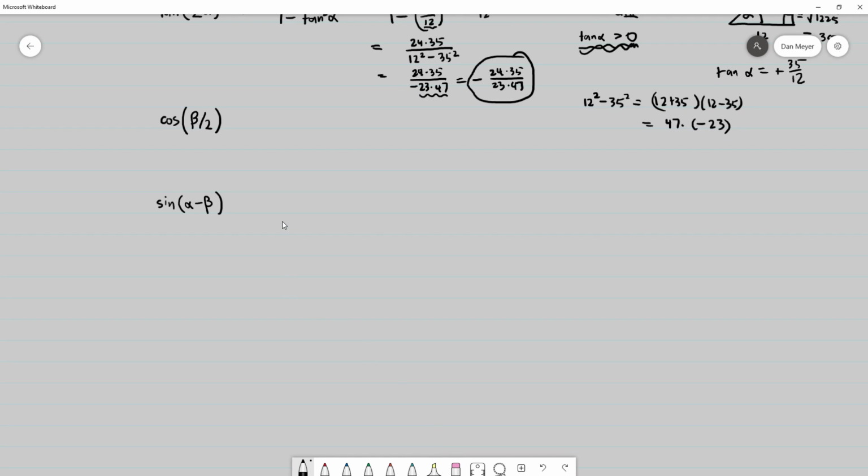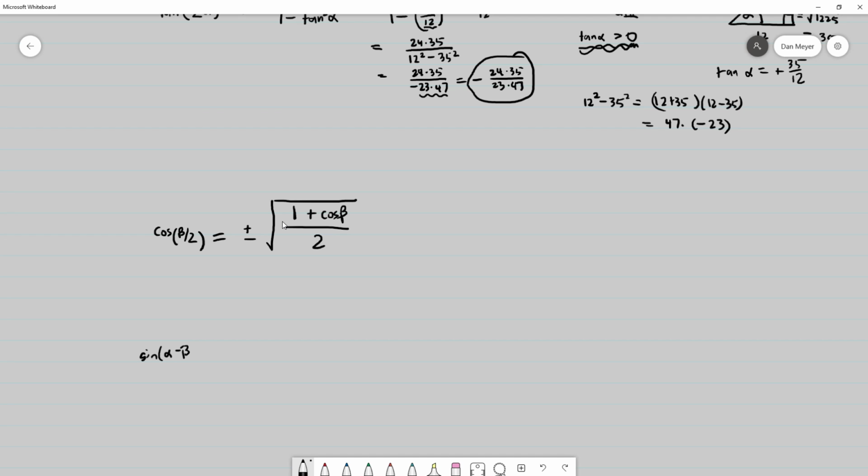I didn't leave myself a whole lot of room to do the next one, so I'm just going to copy these down. Sine of alpha minus beta and cosine of beta over 2. Cosine of beta over 2 is the one we're going to tackle next. All right, now we have a half-angle formula for beta. That'll be plus or minus the square root of, half-angle formula for cosine, 1 plus cosine of beta over 2.